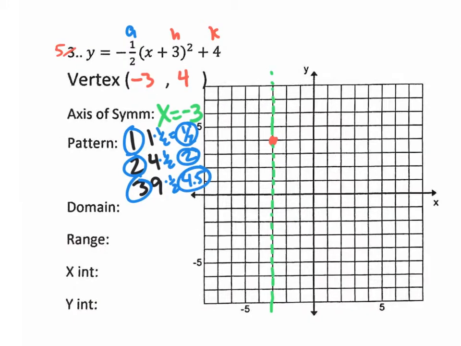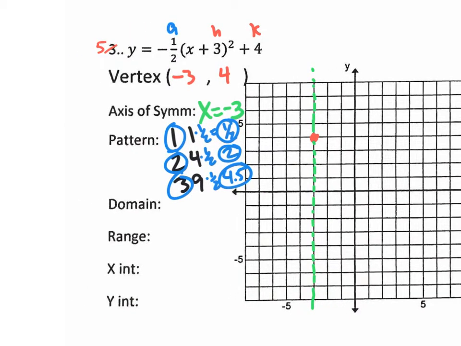You did not have to do that. You could have, if you wanted to, made an XY table and simply plugged in some easy numbers that are on the same side of the axis of symmetry. So like, give me the easiest number. What's the easiest number to plug in? 0. If you do plug in 0, let's do this together in our heads.